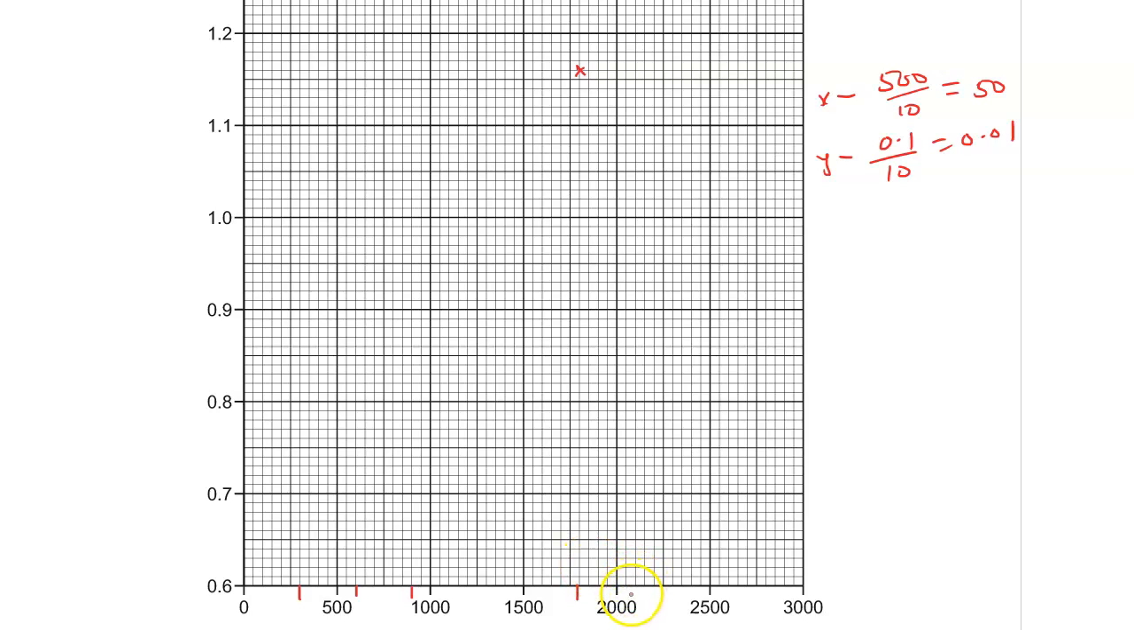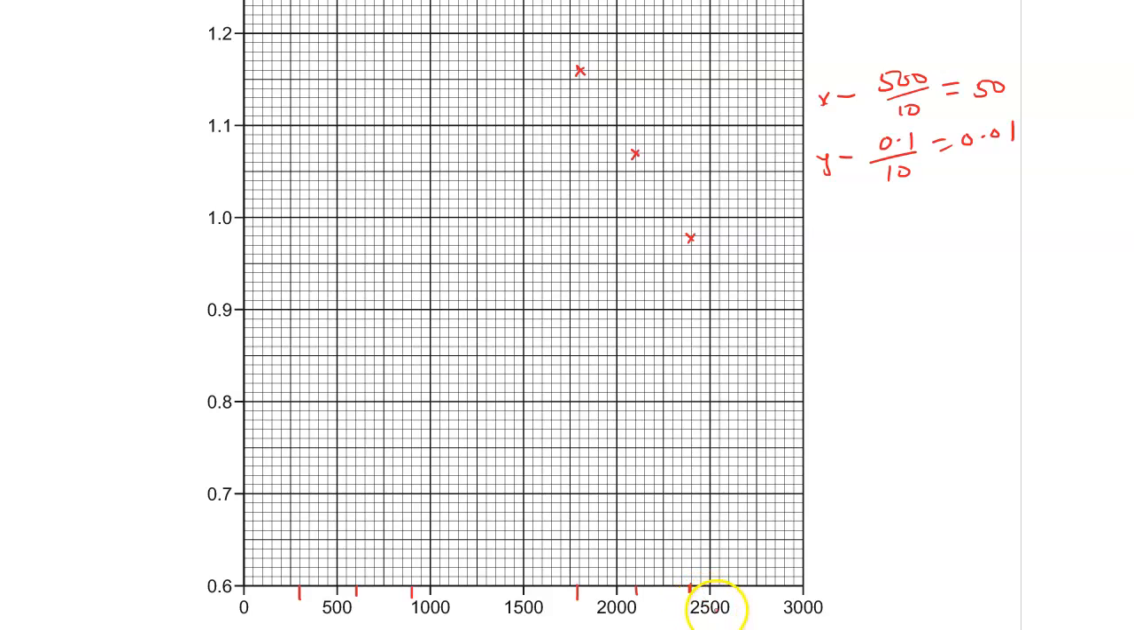We have 2100. 2100 is here. For 107, 107 is here. Then we have 2400. 1, 2, 3, 4. 400 is there for 0.9898. It's right there. And we have 2400.